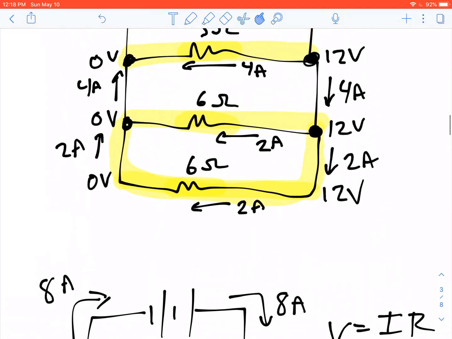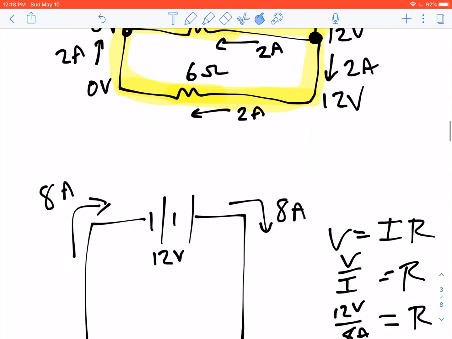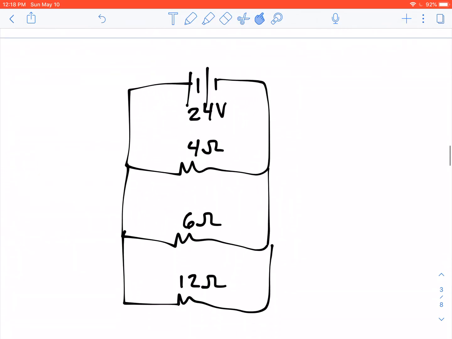That's because we had multiple different paths, and having the multiple different paths made it easier for current to flow around this loop, where in a series circuit we had multiple different blockages on the same path, which made it harder. Let's do one more.